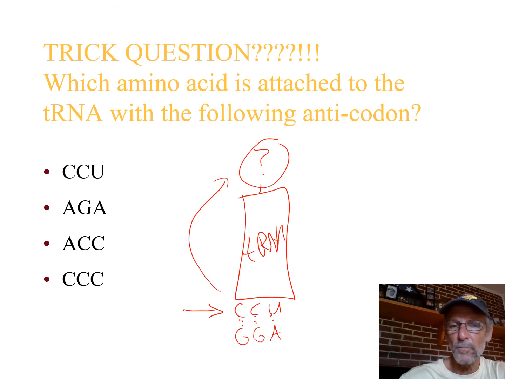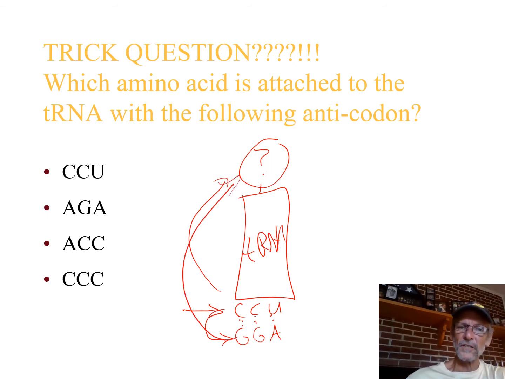So now it's simple. It just takes two steps. You have to do what a cell has to do. You've got to take this message and figure out its complement, and then look up the amino acid in the book. I forget what GGA is. It might be glycine. I forget.